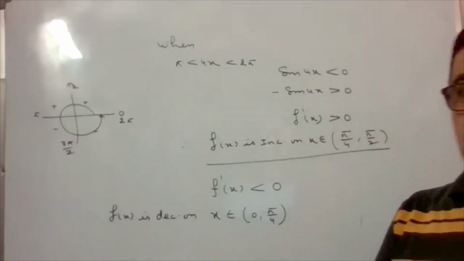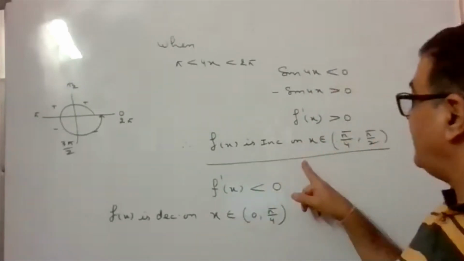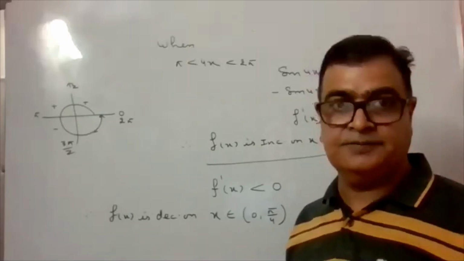So 0 to pi by 2 we have now taken in 2 parts. One, 0 to pi by 4 it was decreasing. Pi by 4 to pi by 2 it is increasing.